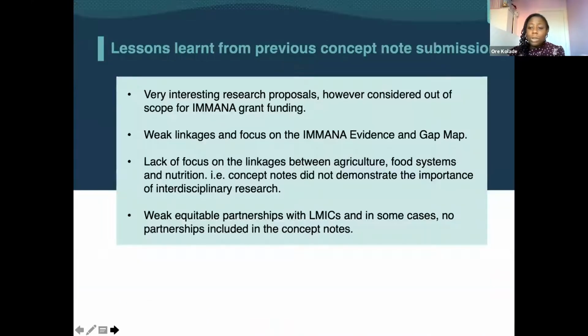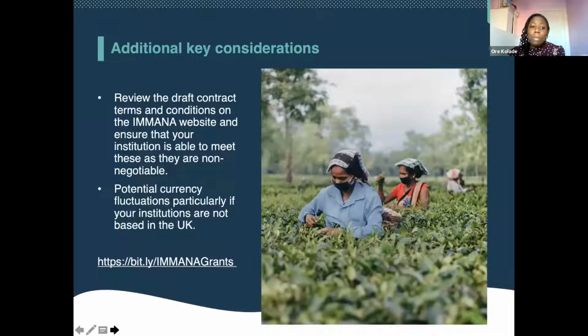Okay, so some additional considerations. Also from experience, we've learned that at the subcontracting stage, there are clauses in the terms and conditions that people aren't very happy with, and that then results in a drawn out negotiation process and causes delays to grants. So please, even at this stage, let your legal team review the draft terms and conditions on our website, and let them confirm that they're happy to proceed, because there's very little wiggle room in there in terms of negotiations. If you have any questions or need any clarifications, then please reach out to us at immanagrants@lshcm.ac.uk.